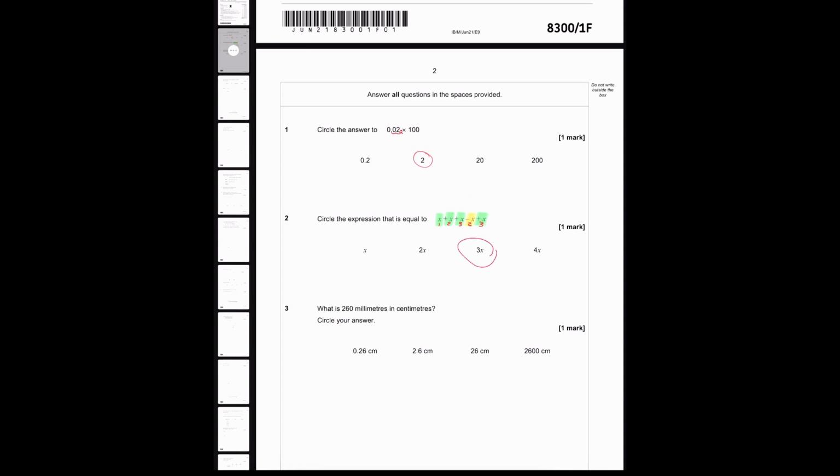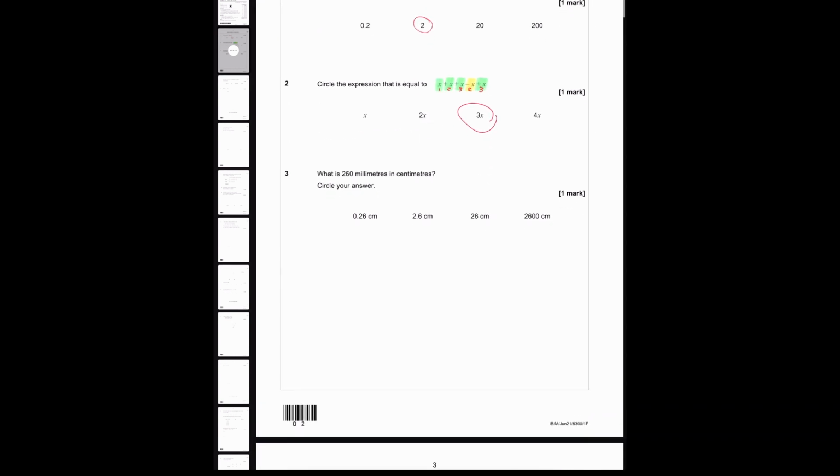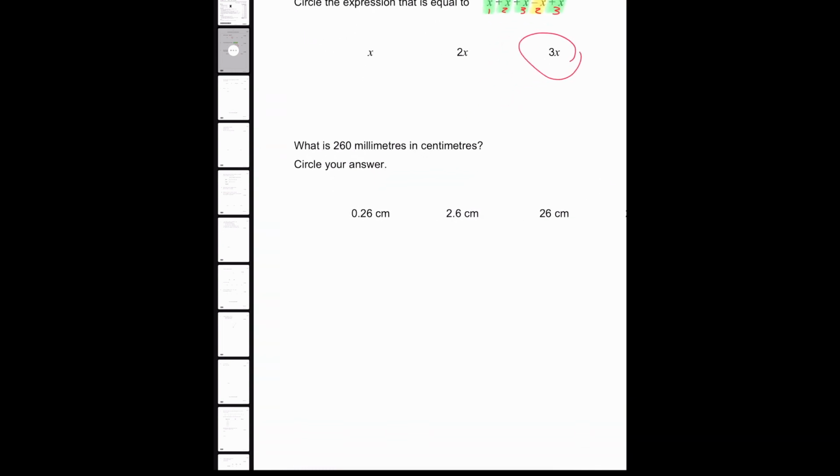Question 3 is asking us to convert 260 millimeters into centimeters. Since we know there are 10 millimeters in a centimeter, we divide our 260 by 10. This gives us 26 centimeters.